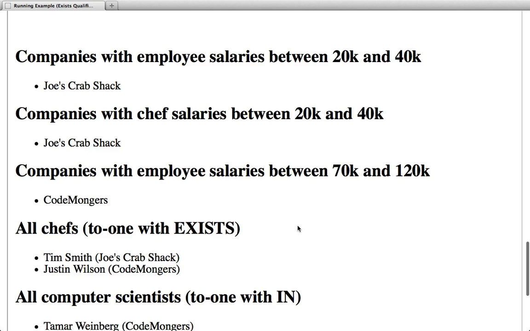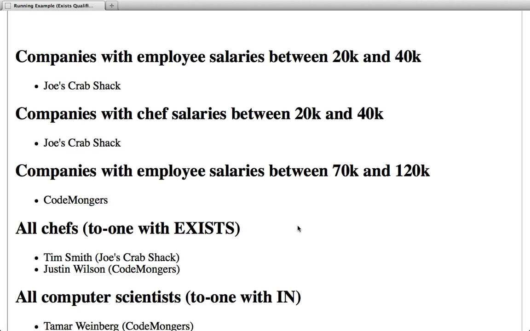Some of those other examples there, I didn't just make up the SQL, I actually ran them. Companies with employees that have salaries between 20 and 40K, you get Joe's Crab Shack. Companies with chef salaries between 20 and 40K, still Joe's Crab Shack. But that's the one that would give you that extra join where you have not only an exist 0 but an exist 1. Companies with employee salaries between 70,000 and 120,000, you get Codemongers, right? Because we make more than chefs, right? Not always. If you're Justin Wilson, he probably makes more than any of us did. He's not here anymore, but right?